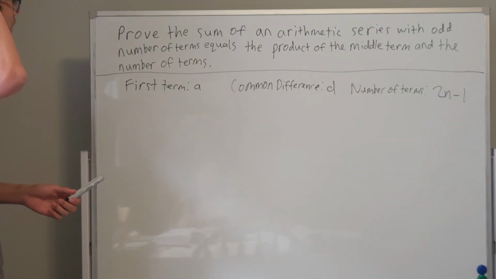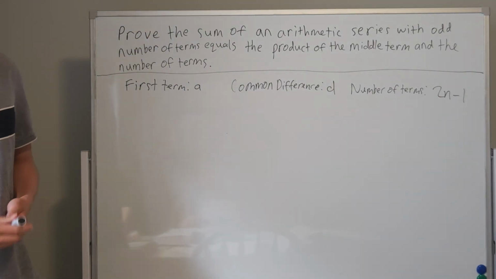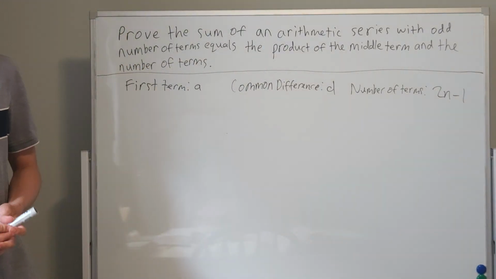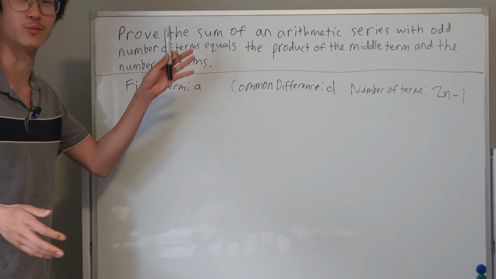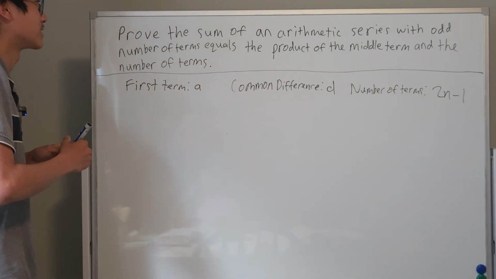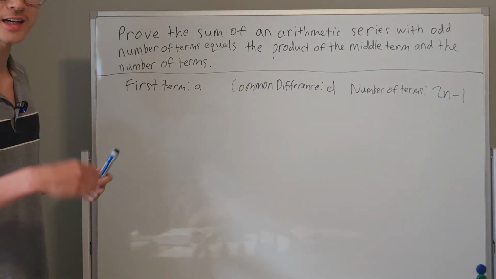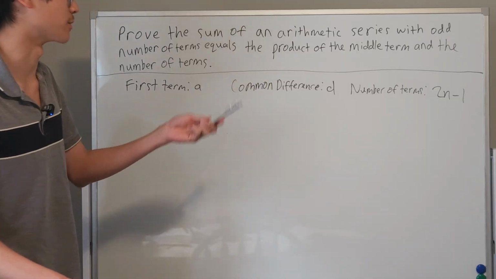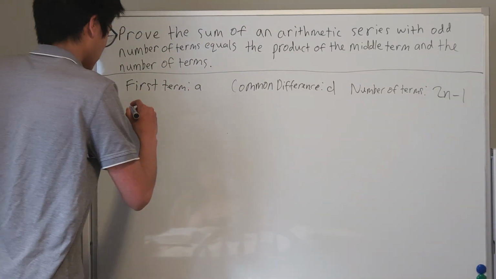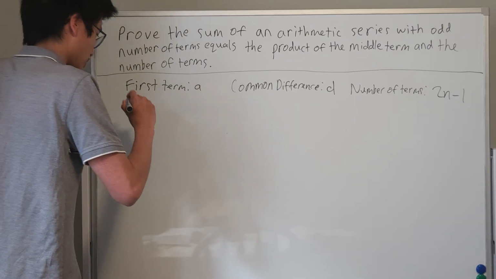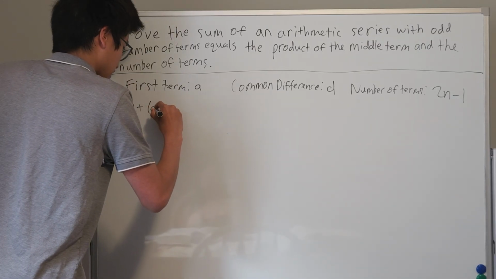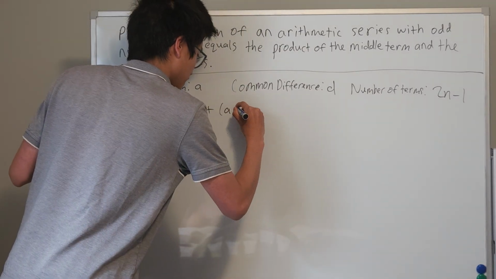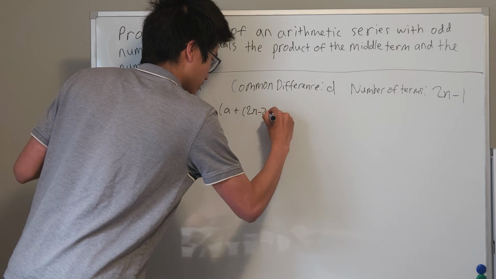We got the variables down. Now, this is in words. Whenever we have a word problem, we always like to turn it into math equations. So now we're going to turn words into math. The first term will be a. The second term, because the common difference is d, will be a plus d, and so on until the last term. On one side it will be a, the second term a plus d, and so on. The last term will be a plus (2n minus 2) times d.